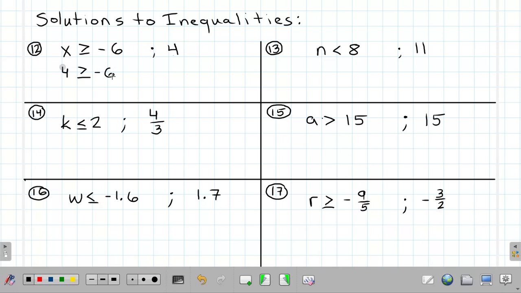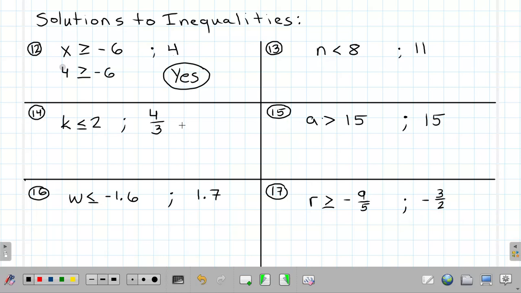And we think, well, is 4 bigger than or equal to negative 6? Well, it's definitely not equal to negative 6, but is it bigger than negative 6? Well, the answer there is yes. So the answer to the whole question, yes, 4 is a solution to that inequality because 4 makes the inequality true. We could have also said the same thing for the number 12 or the number 11 or 15 or 1.7, okay, or 4/3. Okay, all of the rest of the answers there are answers to this inequality.